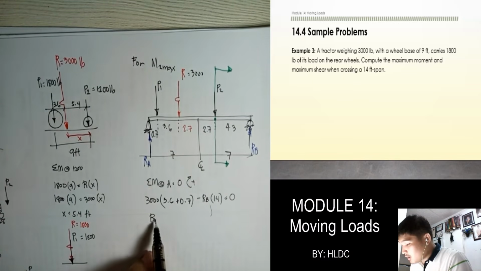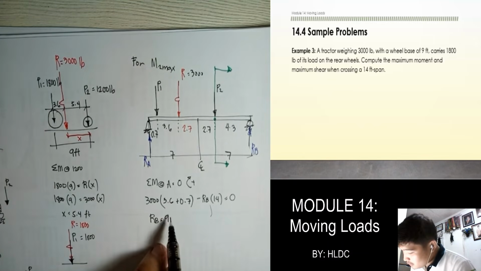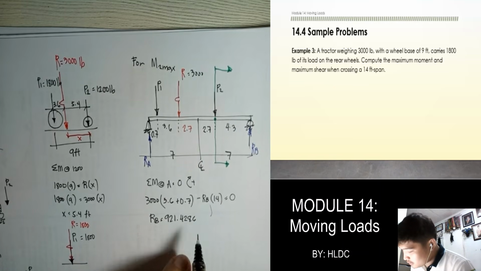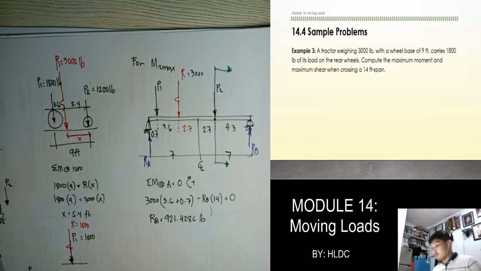So, RB equal ngayon saan, class? 3,000 times 4.3 divided by 14. So, RB now is 921.286 pounds. Okay, so check ko lang ulit, class, no? So, 3,000 times 3.6 plus 0.7 divided by 14. Okay, so yun talaga yung value. So, may RB na ako.